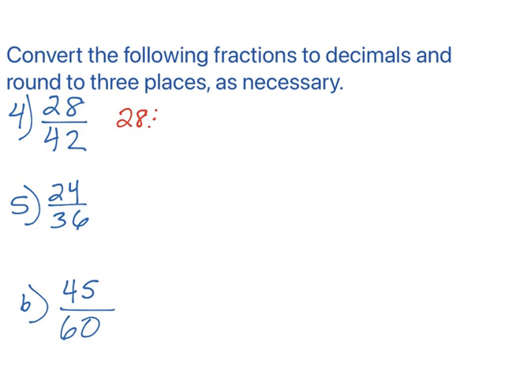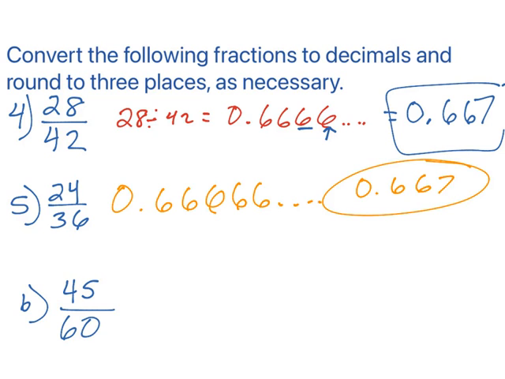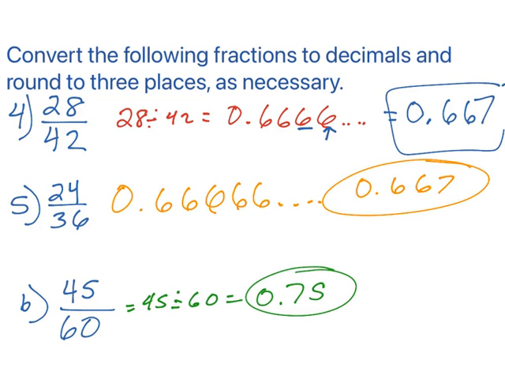So we're going to take 28 divided by 42, and we end up with 0.66666, and it goes on and on. So rounding to 3 decimal places, we look at the 6. 6 tells me to round up, so that's 0.667. Next one, 24/36. When I divide that, I get the same thing. That's also 2/3. So again, 0.667. And then last but not least, when I take 45 divided by 60, it comes out nicely as 0.75.